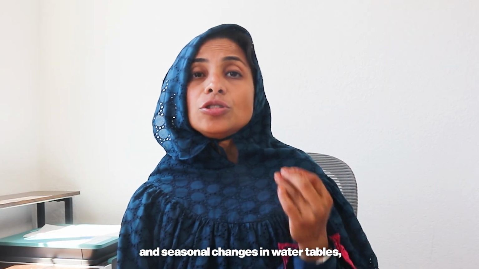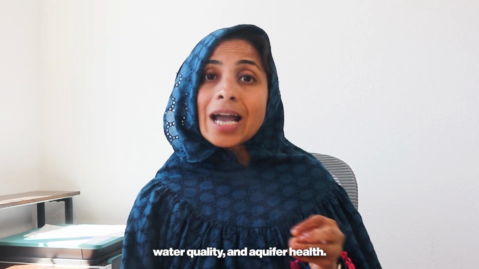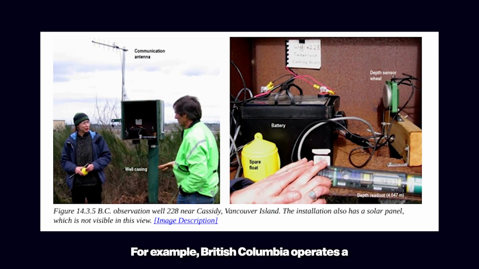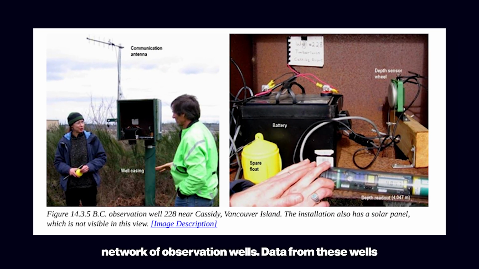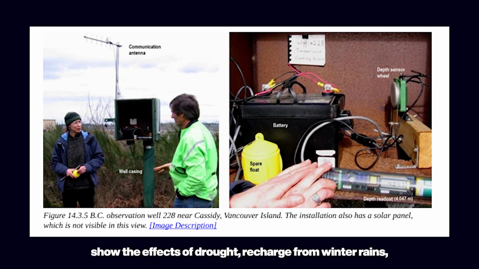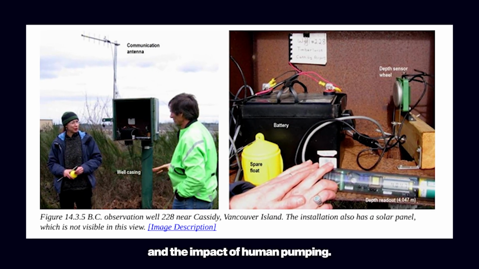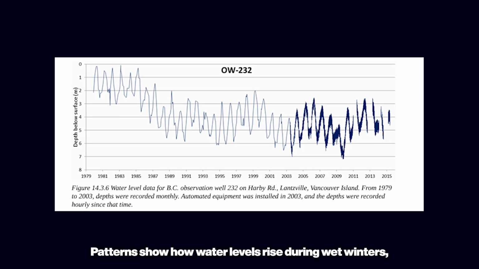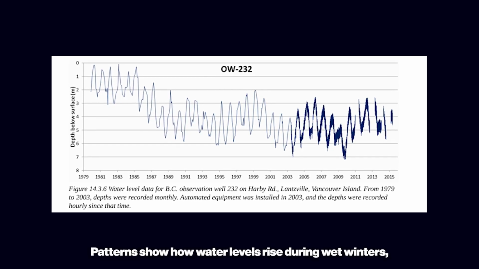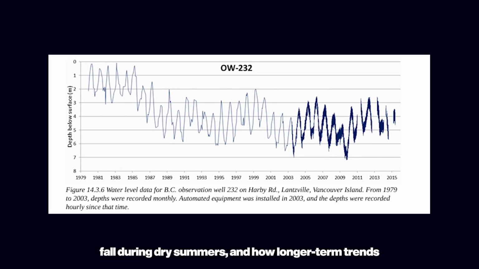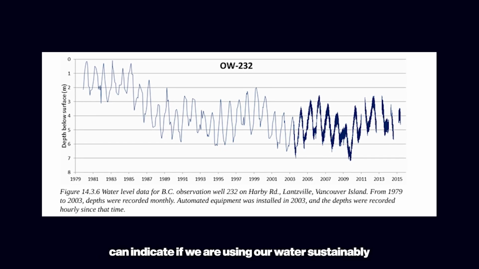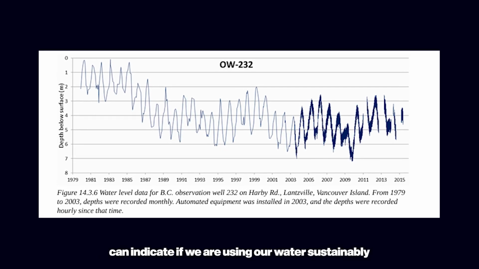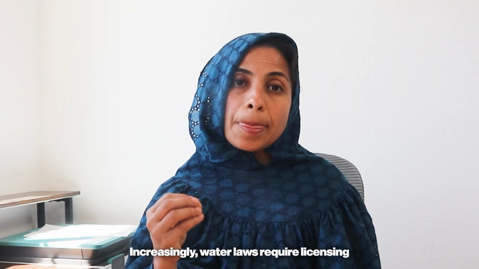Now, because groundwater is so important and so vulnerable, governments use observation wells to track long-term and seasonal changes in water tables, water quality and aquifer health. For example, British Columbia operates a network of observation wells. Data from these wells show the effects of drought, recharge from winter rains, and the impact of human pumping. Patterns show how water levels rise during wet winters, fall during dry summers, and how longer-term trends can indicate if we are using our water sustainably or risking depletion.